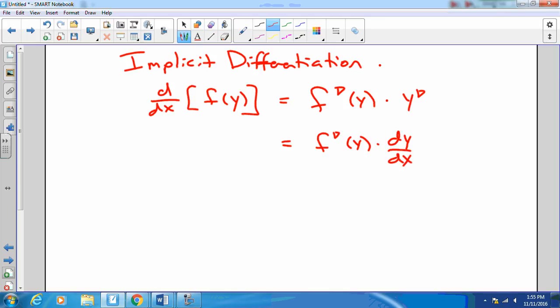So the chain rule simply gives us a way that I can differentiate a function of y with respect to x. And that is, first I differentiate it with respect to y. And then I convert it by multiplying by dy dx.